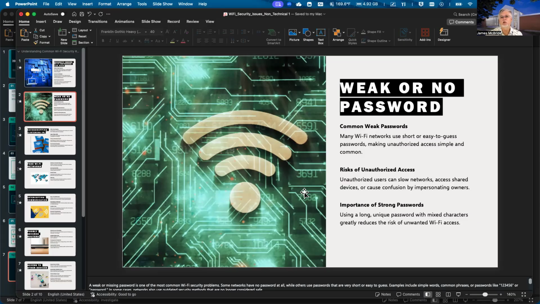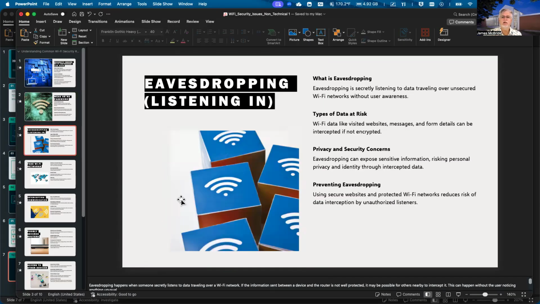And so somebody can just have one of those and it'll say, oh, there's James McBride's network. Let me work on this. Oh, there's his password. And it's ready to go. So yeah, it's easily done these days.